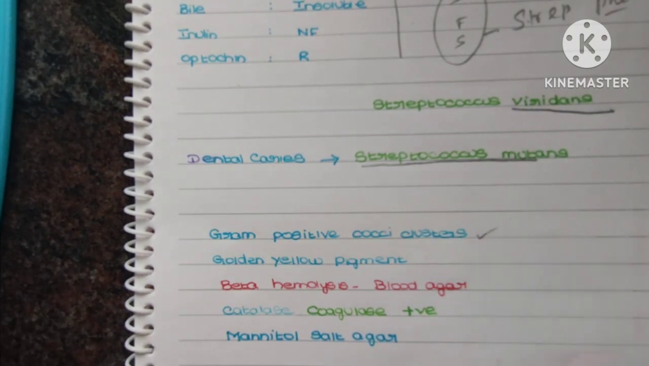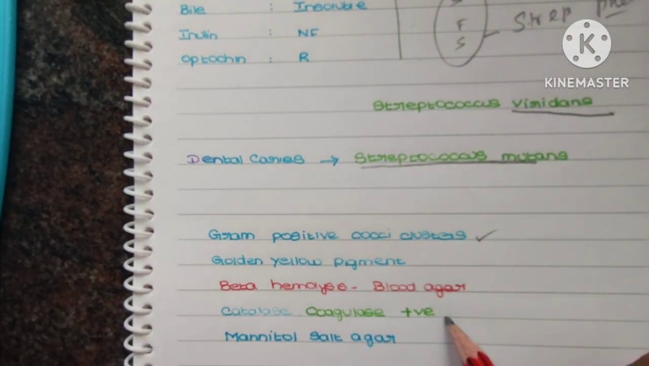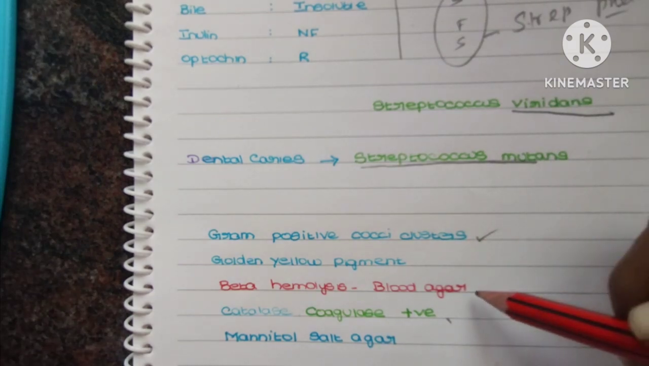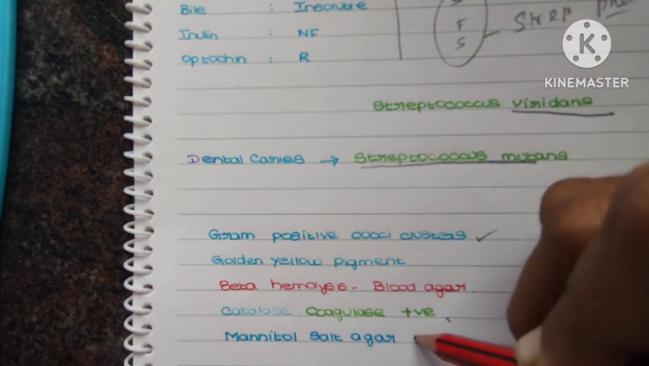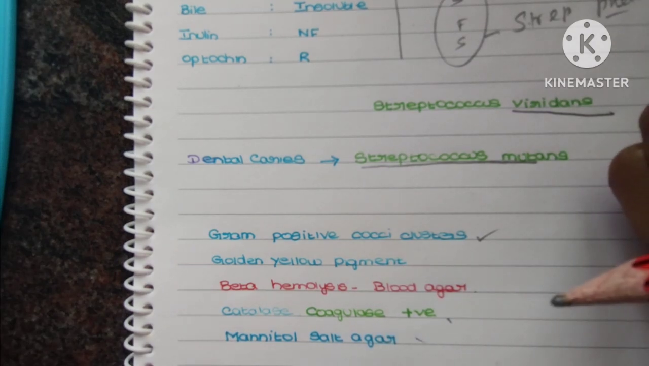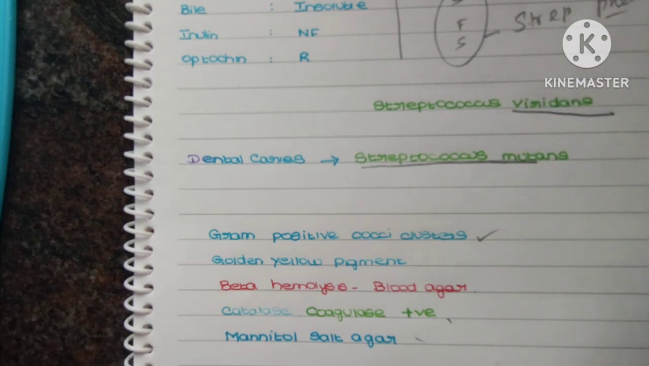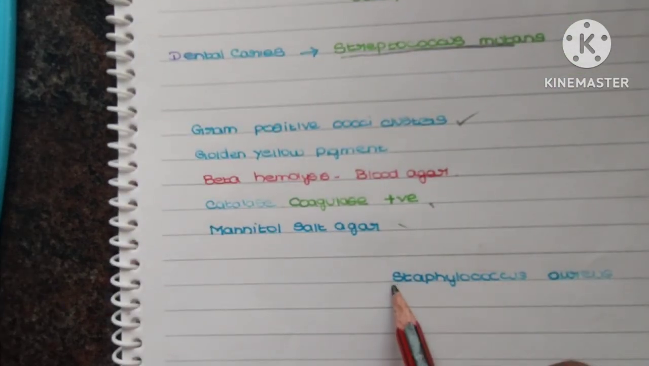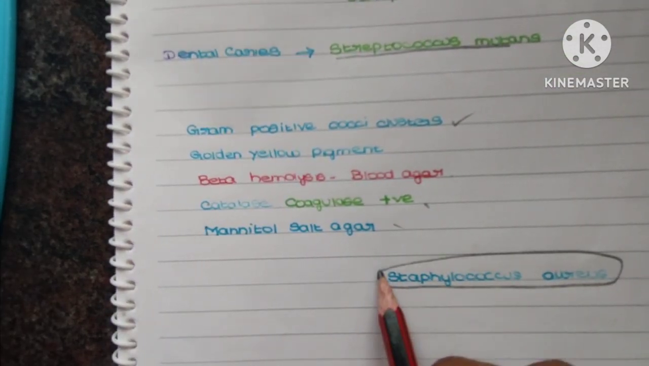So gram-positive cocci in clusters, catalase positive, coagulase positive, and nutrient agar shows golden yellow pigment, and there is beta hemolysis in the blood agar, and mannitol salt agar is a selective medium, and Wood's medium is also used. So most commonly it causes soft tissue and skin infections and osteomyelitis. Okay, and this infection is most common in healthcare personnel. Means the only one organism is Staphylococcus aureus. Okay.